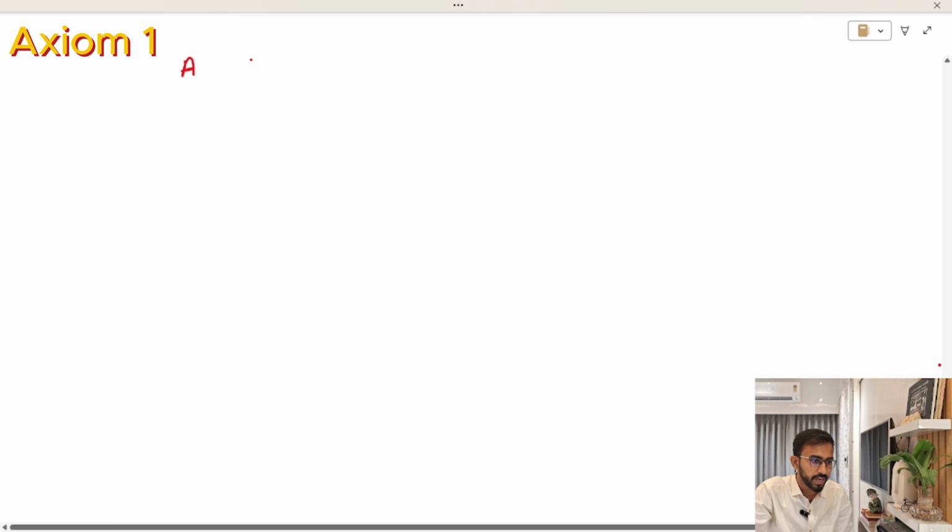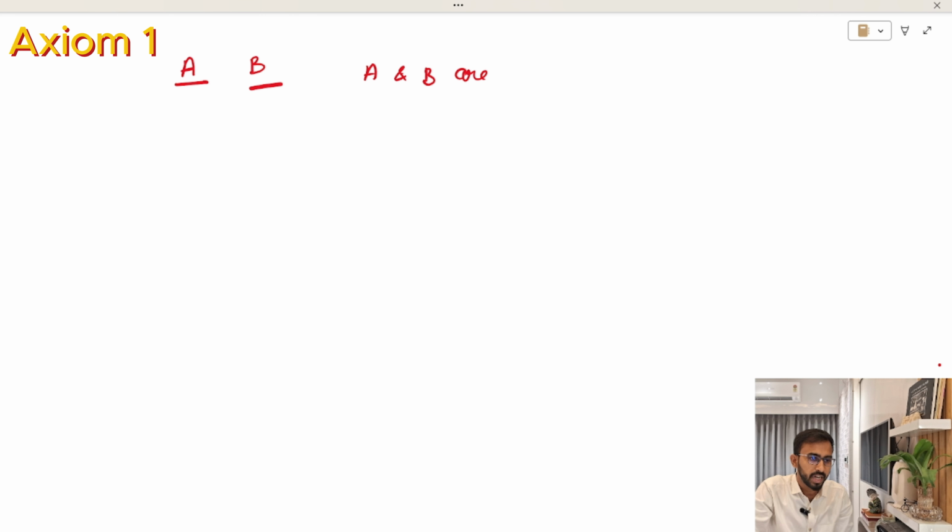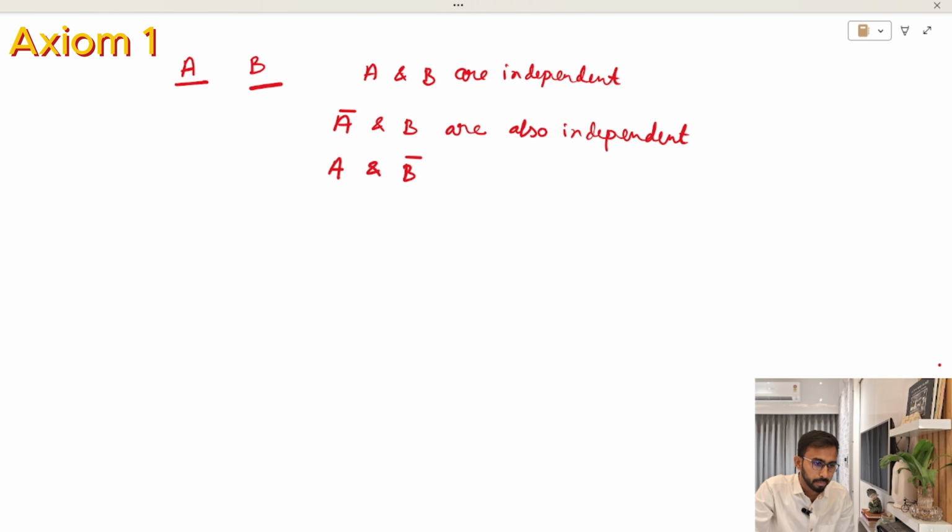Now we will see some axioms of independent events. So if there are two events, event A and event B, and if A and B are independent, then A complement and B are also independent. A and B complement are also independent. A complement and B complement are also independent.